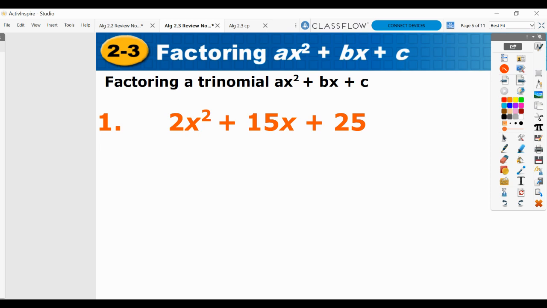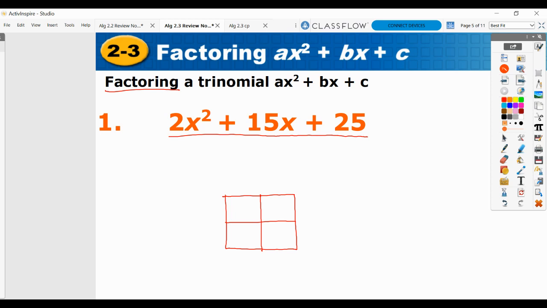Here we have this trinomial. We're going through the process of factoring, which means just working the problem backwards. It is 2x squared plus 15x plus 25. What it's going to look like is two binomials multiplied together. To help us figure that out, we're going to use the box method to help fill in the spaces so we can figure out what got multiplied together.